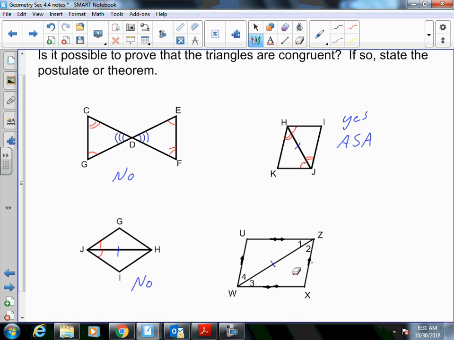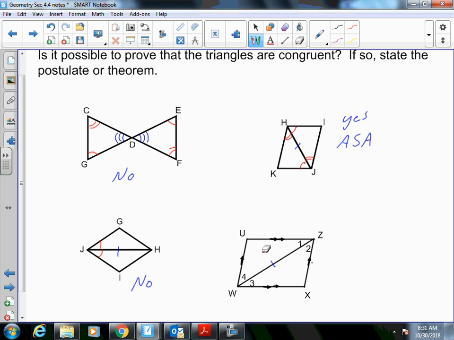Right, so when we have two segments that have matching arrows on them, that means that those two segments, or those two lines, are parallel. So these arrows are saying that segment UW is parallel to segment ZX, and segment UZ at the top is parallel to WX. One arrow with one arrow, two arrows with two arrows. So the number of arrows match up, so that tells us that those are parallel.